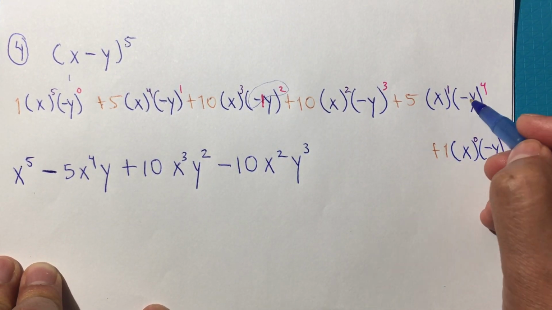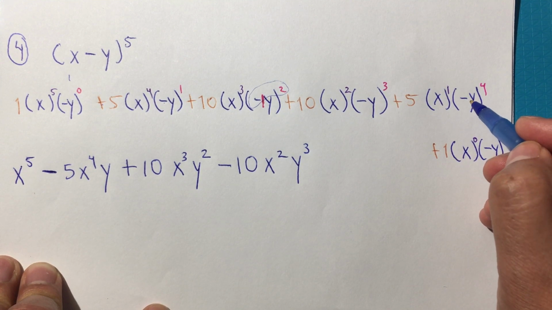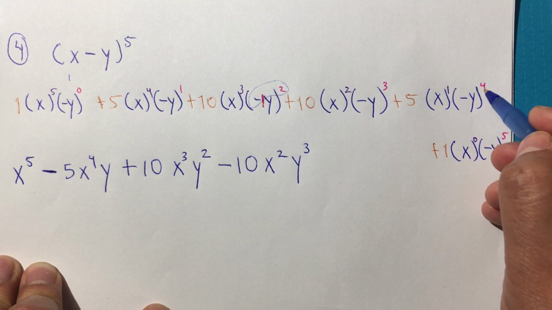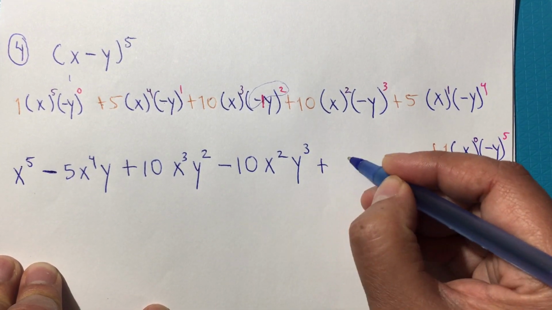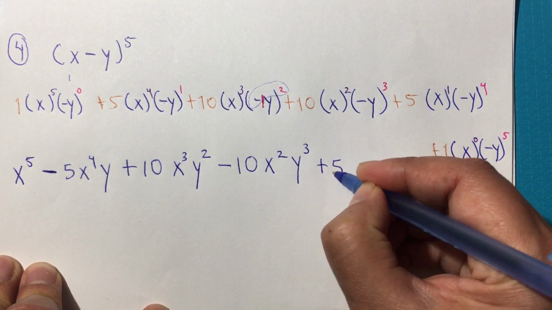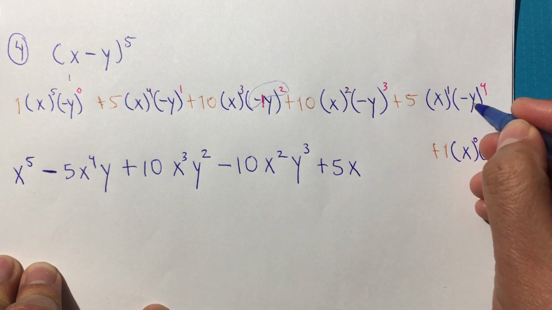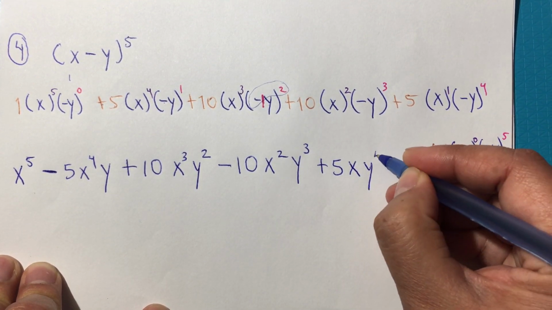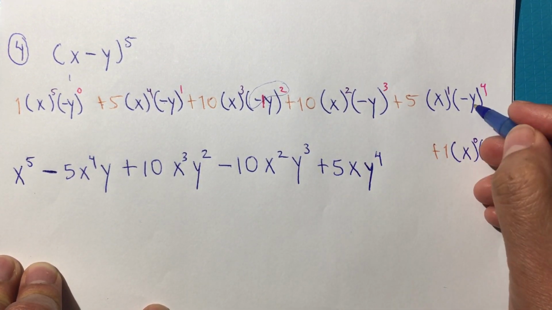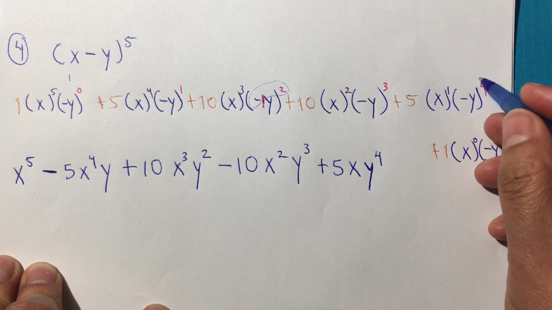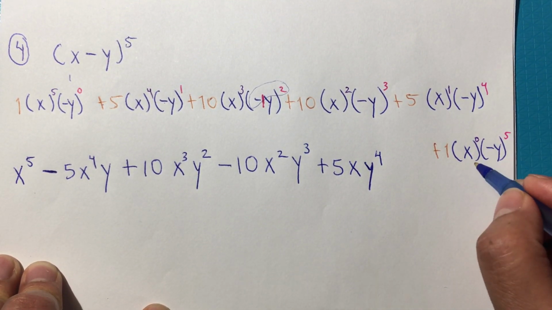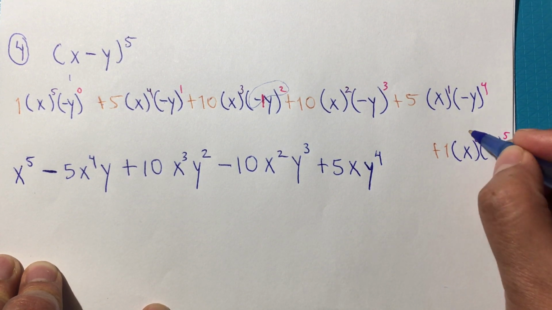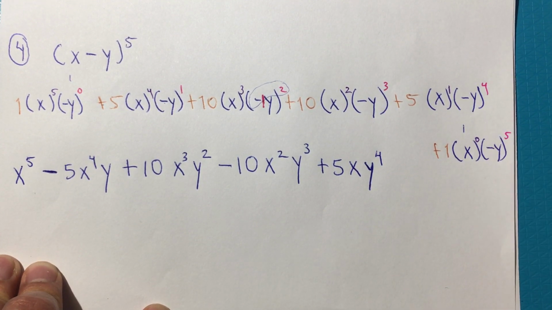For the next one, negative 1 times negative 1 times negative 1 times negative 1. Because it's an even number, it becomes positive, and positive 1 times 5 is 5. X and y to the 4th. We just put y to the 4th because we already dealt with the negative raised to the 4th power. And finally, x to the 0 is 1. 1 times 1 is 1.